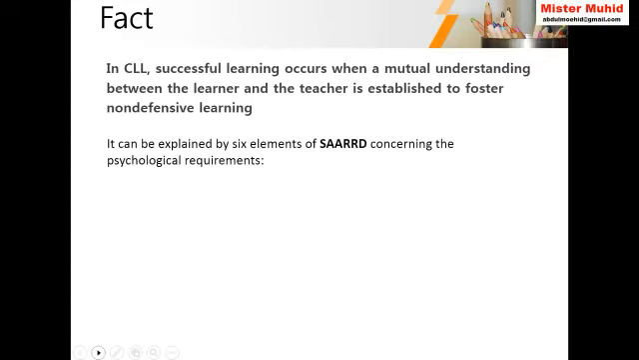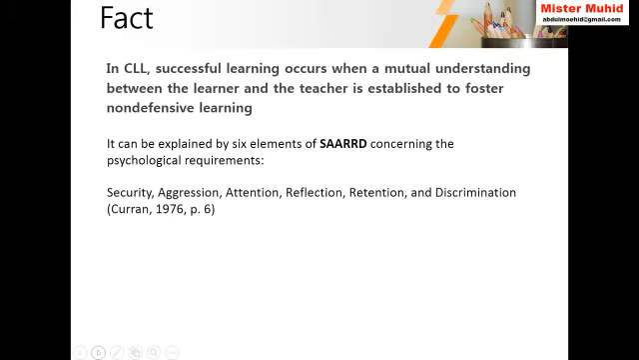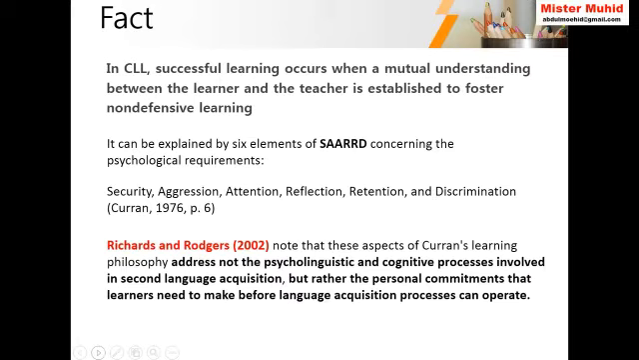It can be explained by six elements of SARD, concerning the psychological requirement. They are security, aggression, attention, reflection, retention, and discrimination. And after that, in 2002, Richards and Rodgers noted that this aspect of Curran's learning philosophy addressed not the psycholinguistic and cognitive process involved in second language acquisition, but rather the personal commitment that learners need to make before the language acquisition process can operate.